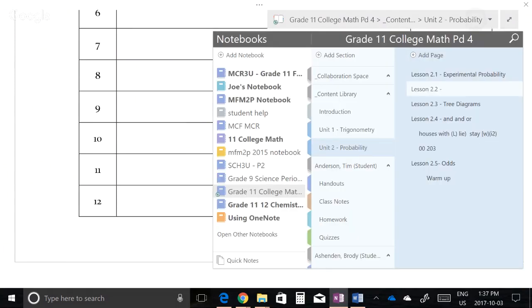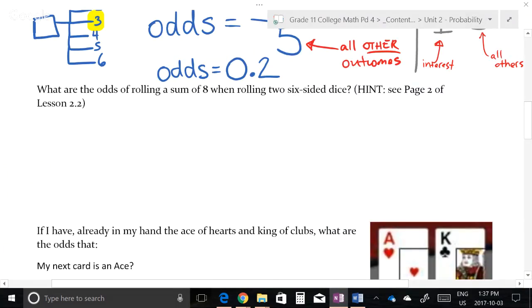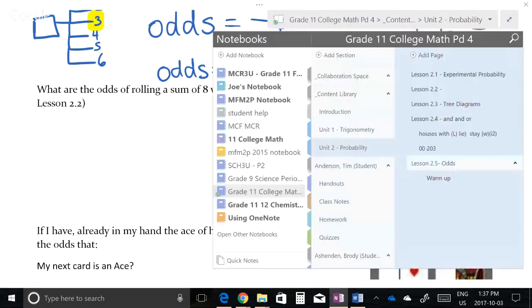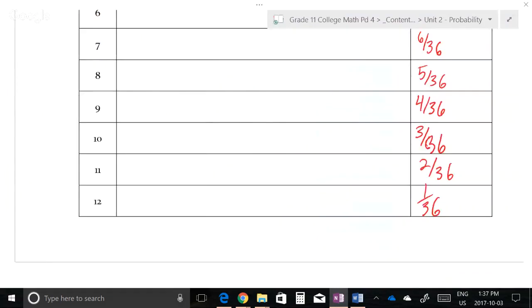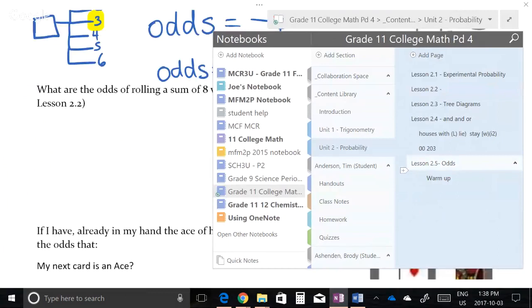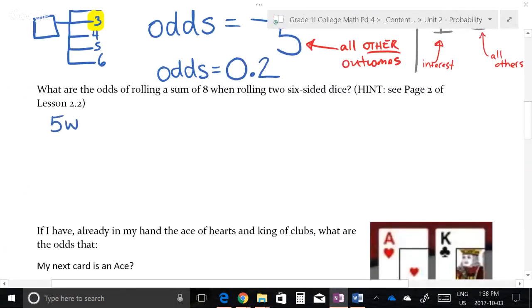What does the question I've just asked me for? It says, what are the odds of rolling a sum of 8? So let's go back to that lesson then. How many different ways could I roll an 8? 5. So there's 5 ways. And how many ways are there total to roll 2 dice? Good. So let's take a look at this. There's 5 ways to roll 8. There's 36 ways total.